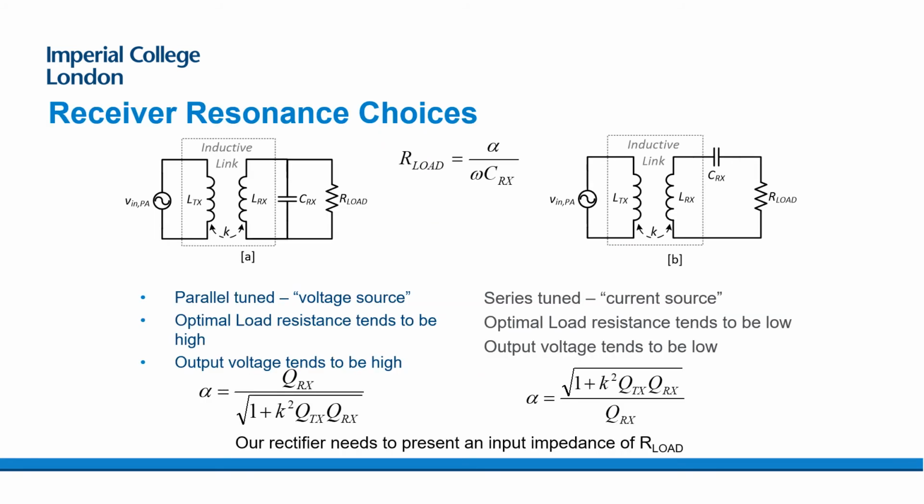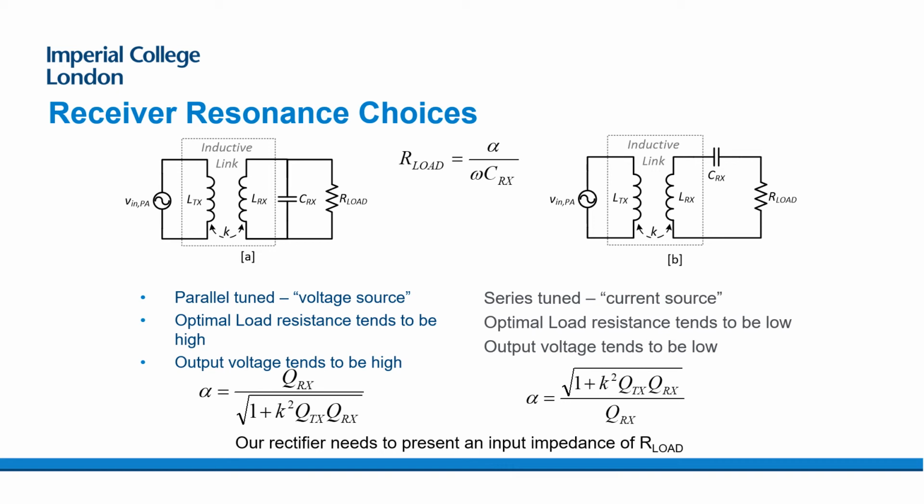I'd like to spend a little bit of time now looking at rectifiers. And in particular, the first choice that we need to make on the receive side is whether we use a parallel resonance, as shown on the left here, or a series resonance, as shown on the right. And again, this is something that you've heard a little bit about from the previous talk.